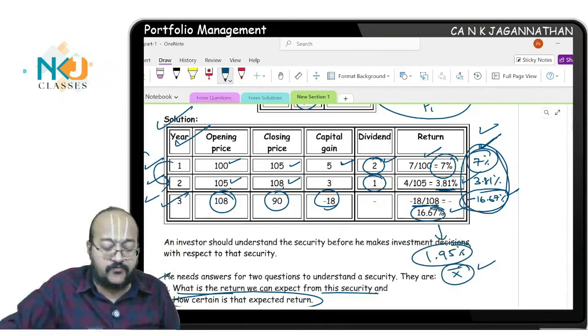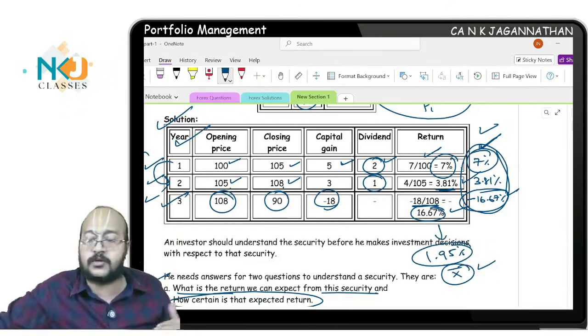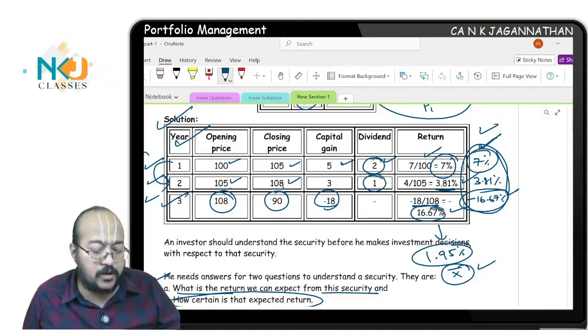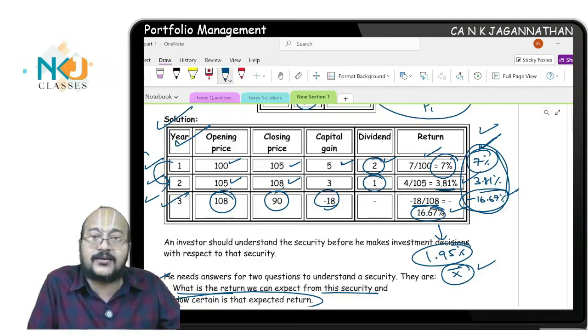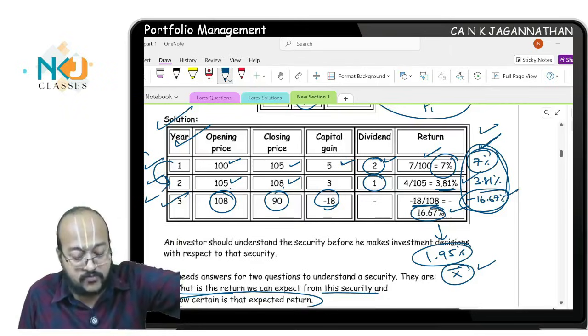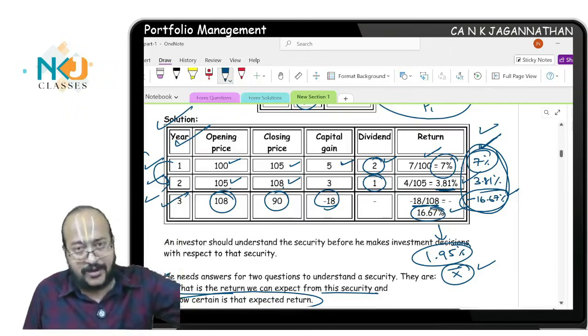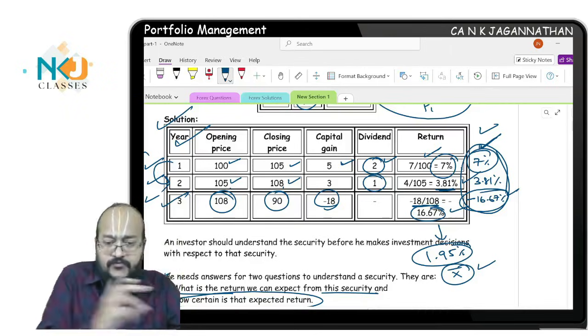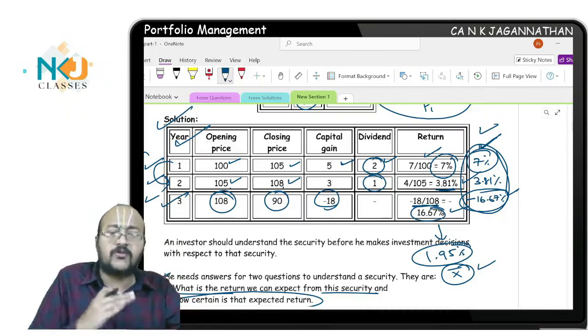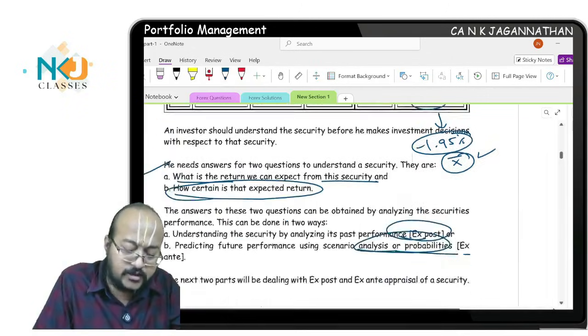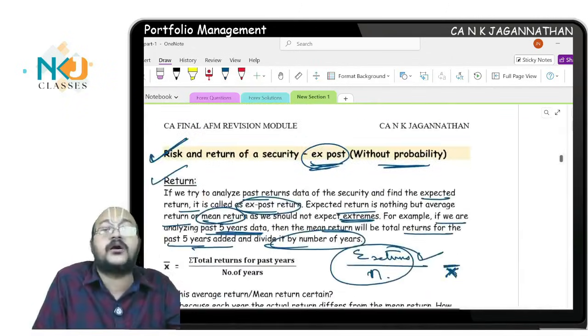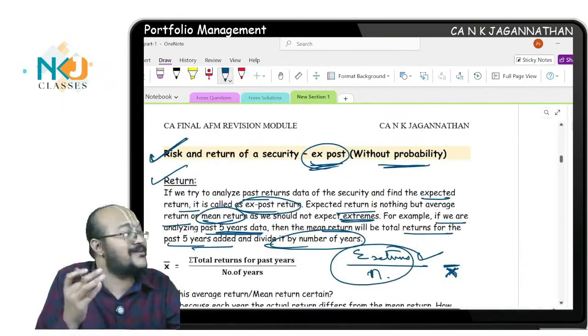Will you expect every year 1.95% from this security? No. Which means this is certain or uncertain? Uncertain. It can deviate from the mean. I agree the mean is 1.95%, but the real return can deviate to the left and right, more or less than 1.95%. Are you understanding? Now, this deviation is nothing but the risk of the security.